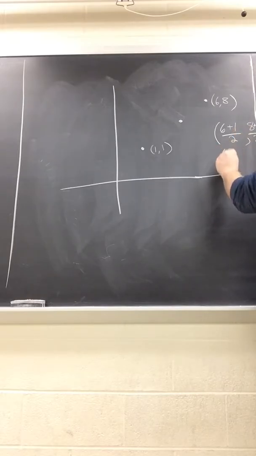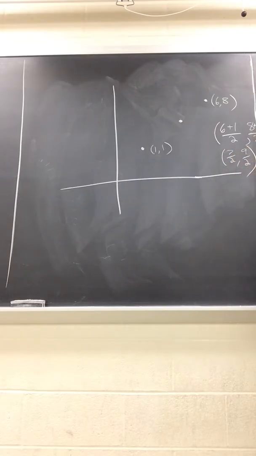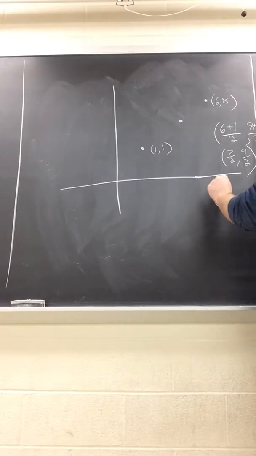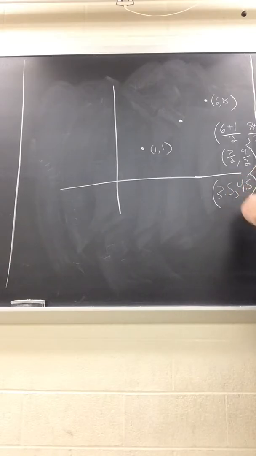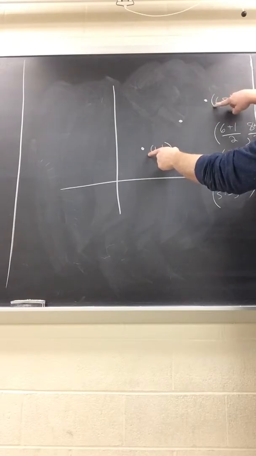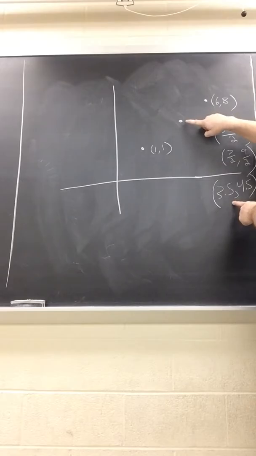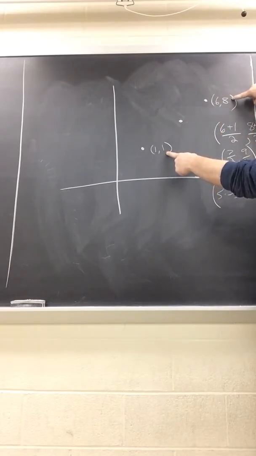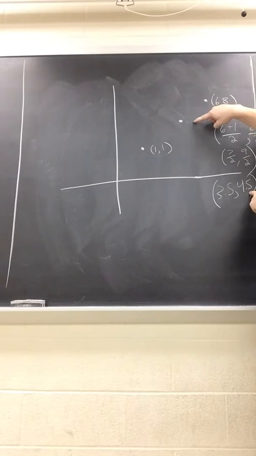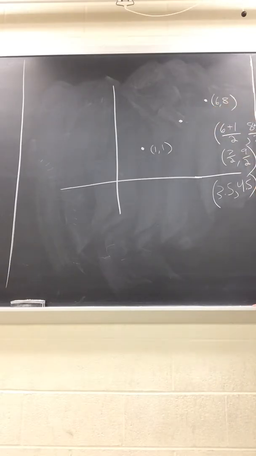6 plus 1 is 7, so we get 7 over 2. 8 plus 1 is 9, so we get 9 over 2. And that should be my midpoint right there: 7 over 2, 9 over 2. Or if you like, 7 over 2 is 3.5, 9 over 2 is 4.5. And if you actually look at your graph, this is x equal to 1, that's x equal to 6. So x equal to 3.5 in the middle? Yeah, that makes sense. y is equal to 1, y is equal to 8. So y equal to 4.5 in the middle? That makes sense. So it works. Pretty straightforward and pretty easy for the midpoint.